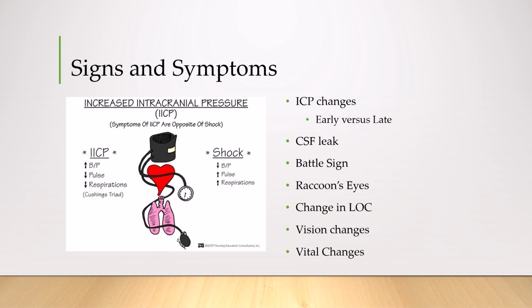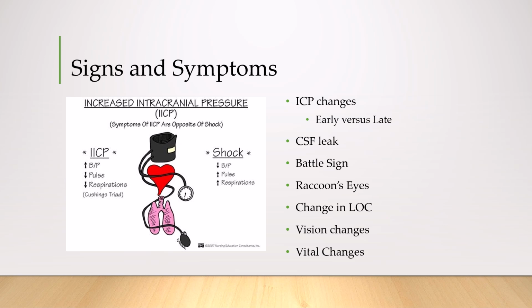CSF leak, cerebrospinal fluid leak. If your patient had a brain trauma, a TBI, and all of a sudden they have fluid coming out of their nares, grab the glucometer, see if it comes back for glucose. Normal sinus fluid has no glucose in it, but cerebrospinal fluid does have glucose in it. So if that fluid comes back positive for glucose, we know there's been a crack and we know that there is spinal fluid leaking, which is dangerous.